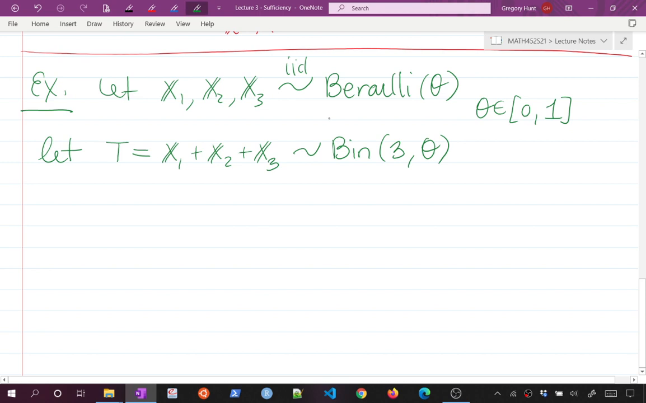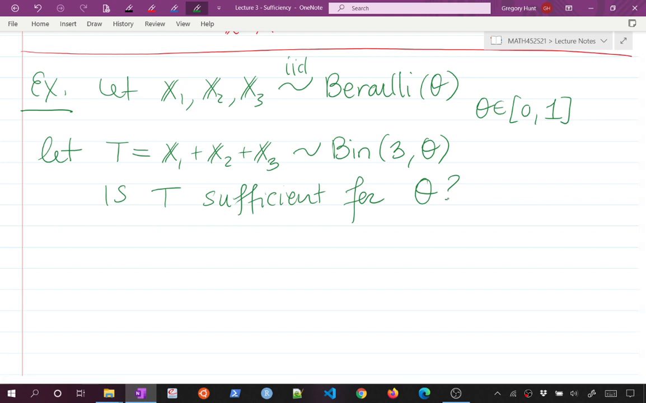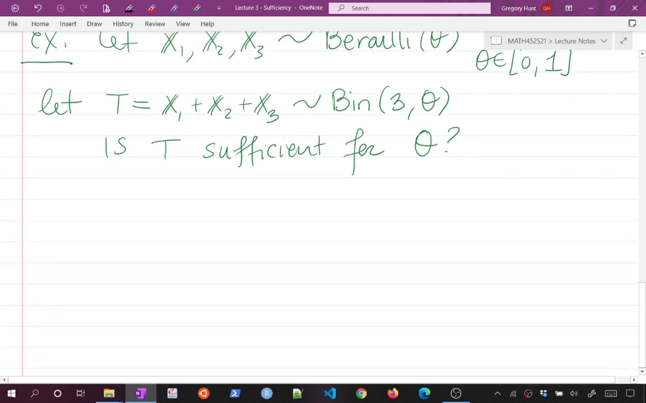And so here's our sample, here's our proposed statistic. Is T sufficient for theta? That's a question. Is there a better statistic that captures all of the information in theta or not? Well, we can use our definition, right? What's our definition? Our definition is that we need to look at the conditional distribution of X given T is little t. Maybe there's a nicer way to write this out.